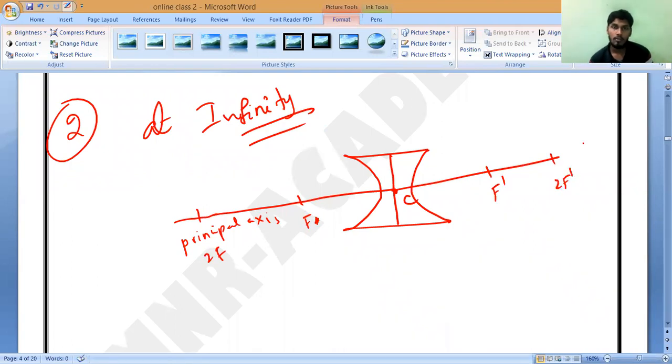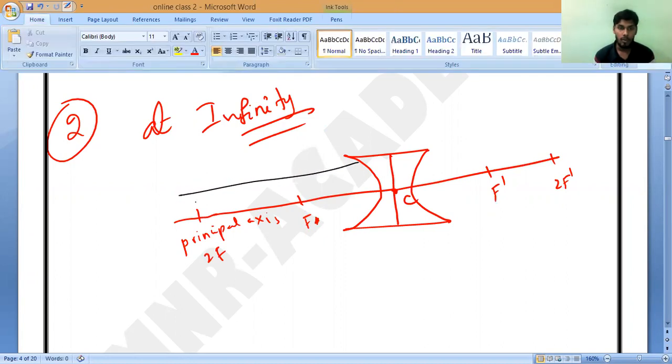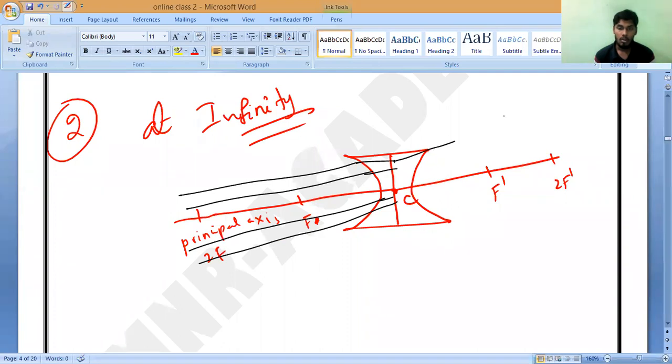Insert the incident rays parallel, because the object rays are coming from infinity distance. Infinity distance means parallel beam of light. What will happen to a parallel beam of light? After striking the lens, they all will go divergent, away from the lens.